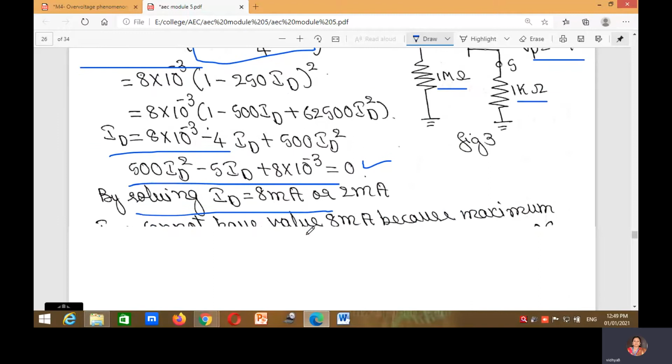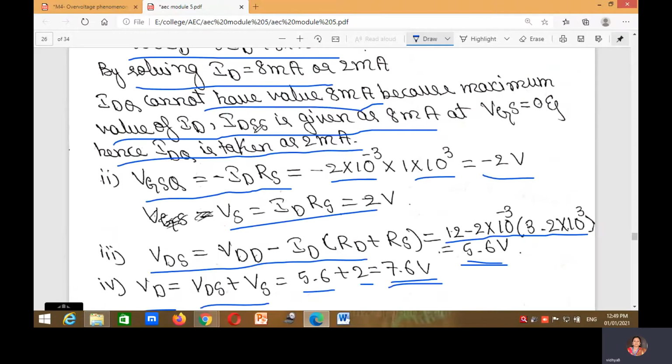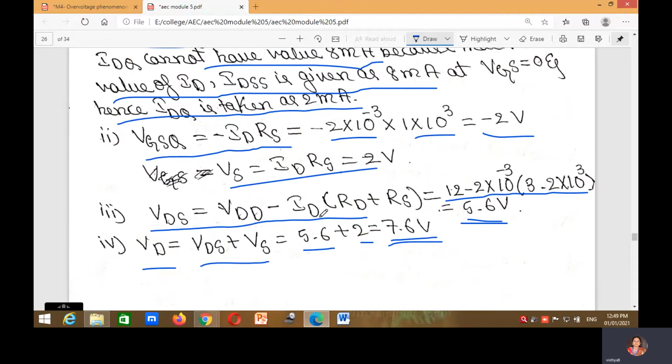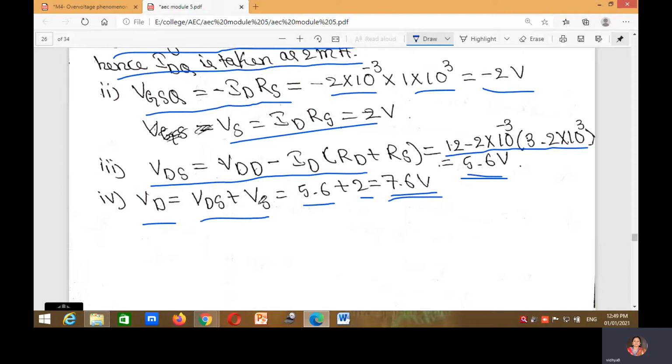We cannot take the 8 milliamps because the maximum value is 8 milliamps. The value of IDSS is given as 8 milliamps at VGS equal to 0. Hence, for IDQ we will consider 2 milliamps. Substitute ID is equal to 2 milliamps. We will get VGSQ is equal to minus 2 volts and VS is equal to 2 volts. VDS is equal to VDD minus ID times (RD plus RS). Substitute the values and you will get 5.6 volts. VD is equal to VDS plus VS. The VDS value is 5.6 and the VS value is 2. You'll get 7.6 volts.